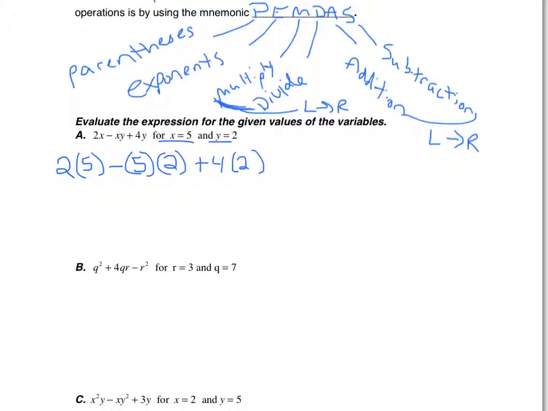So, PEMDAS. Do we have anything in parentheses where we're adding and subtracting? No. Do we have any exponents? No. Do we have multiplication and division? Well, we have multiplication, so we'd multiply first. So 2 times 5 is 10, minus 5 times 2 is 10, plus 4 times 2 is 8. And then we'd look at addition and subtraction. So 10 minus 10 is 0, plus 8 is 8. So the answer to our algebraic expression, given x equals 5 and y equals 2, is 8.